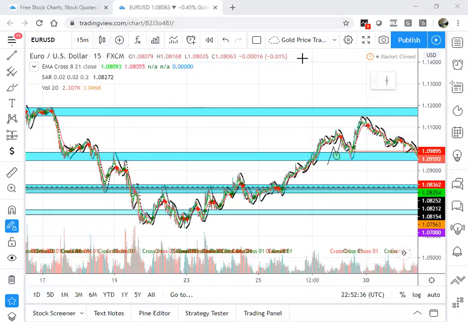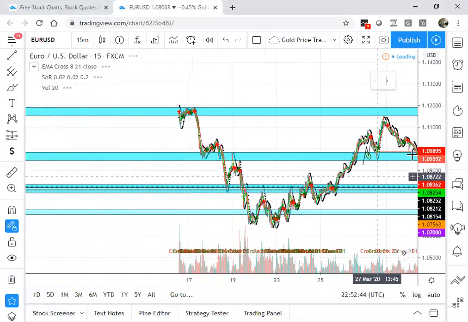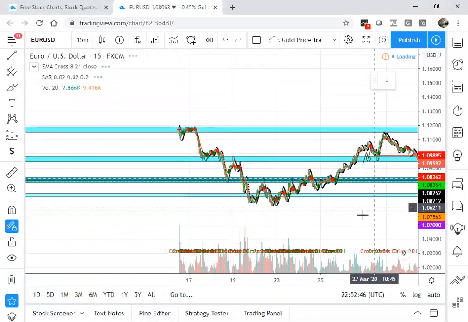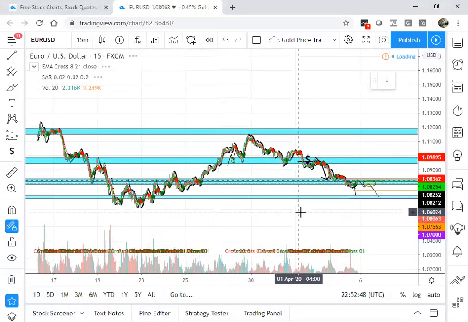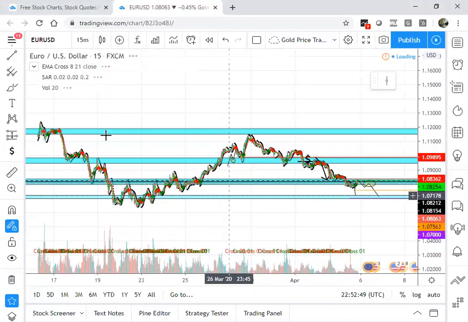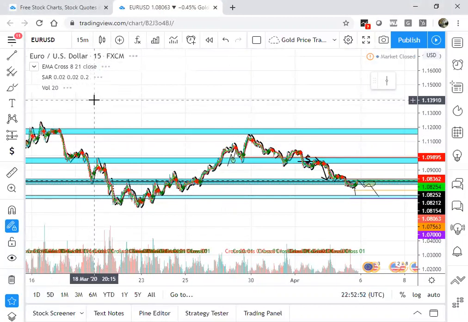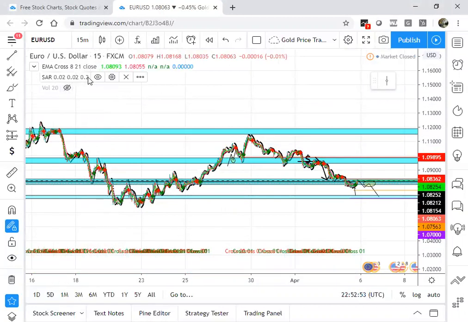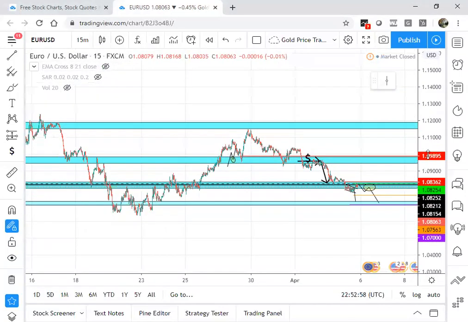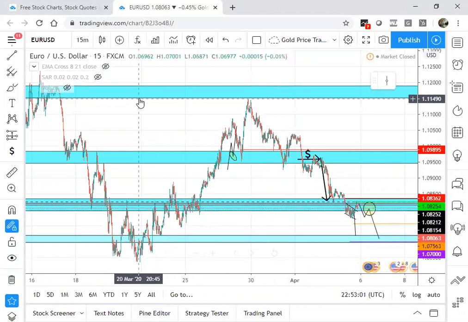So I'm going to minimize the phone for a while and show you how I usually come up with trading opportunities and how you can take a trade from what I share, right? So first of all, I'm going to take out all the indicators, right? And just look at a chart.